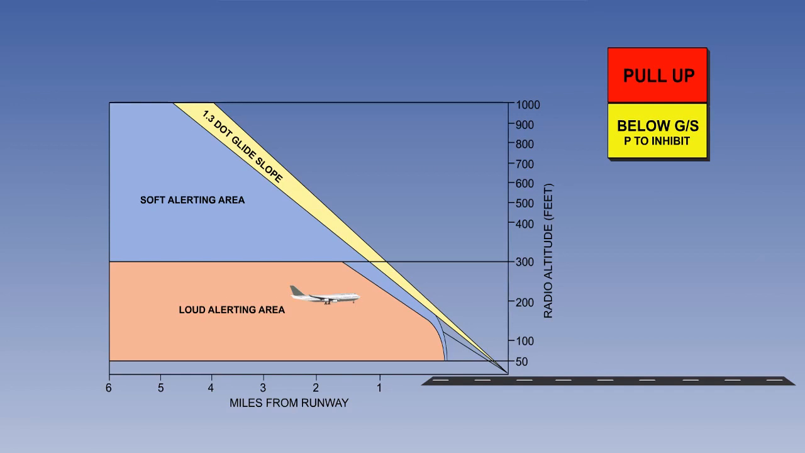Modes 1 to 4 aural alerts have priority over Mode 5 alerts. However, both pull-up and below glide slope lights could be illuminated at the same time.